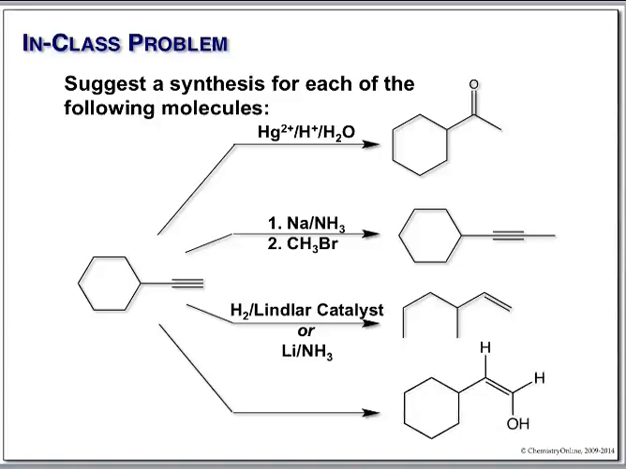Again, this is an enol. Enol is going to rapidly convert to the carbonyl. In order to make this, we simply need hydroboration, oxidation, 2 steps. And once again, make sure you know the mechanism of this. Pull the hydrogen off, make a double bond, put the hydrogen here, and you make the aldehyde.